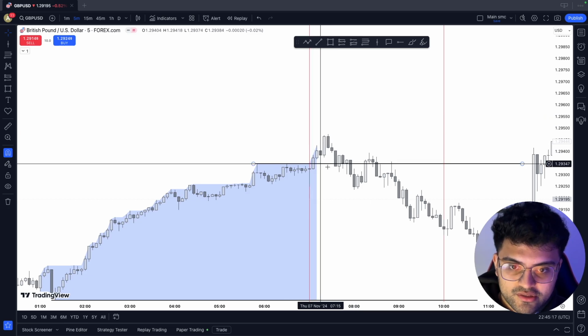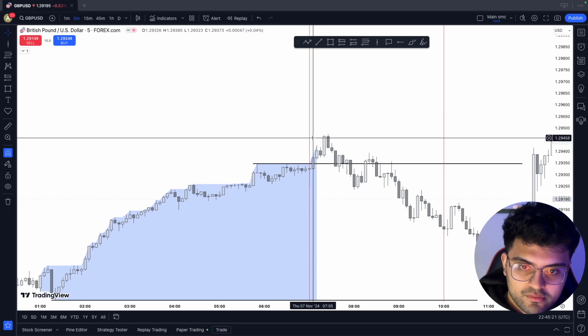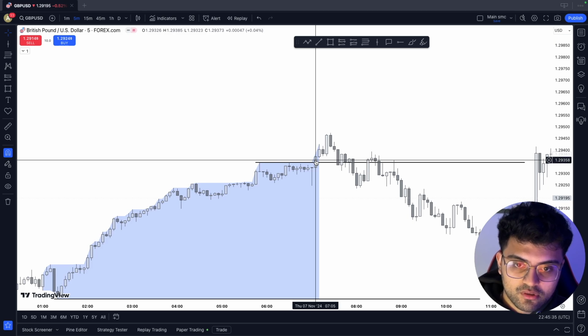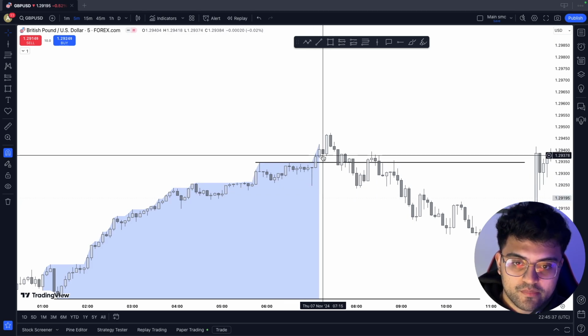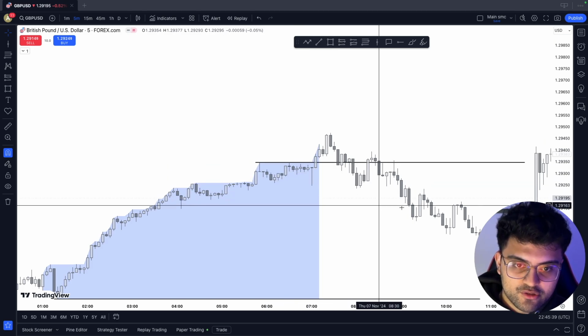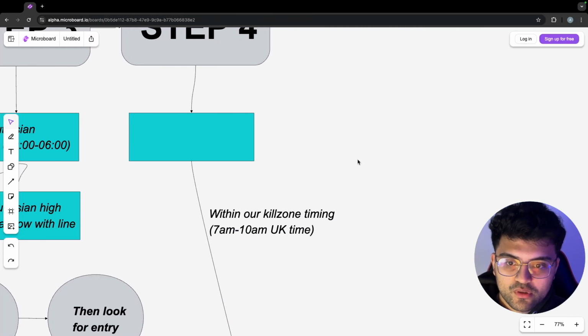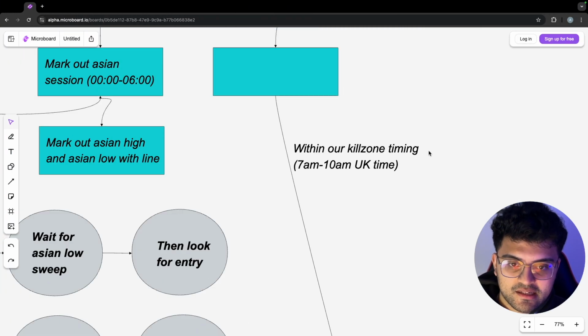So in this example, as you can see, this was our Asian high. I'll just delete these lines. This was swept after 7 o'clock. So this is perfect. Asian high gets swept after 7 o'clock, and then we get the entry model down. Now, if we look for our entry model, this is exactly what we are looking for.